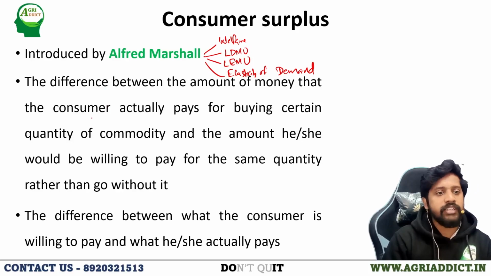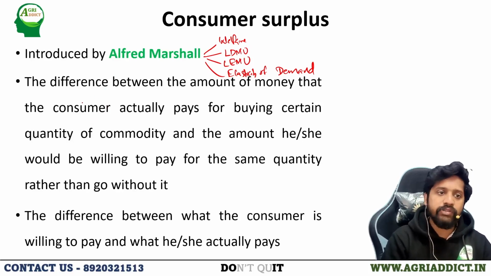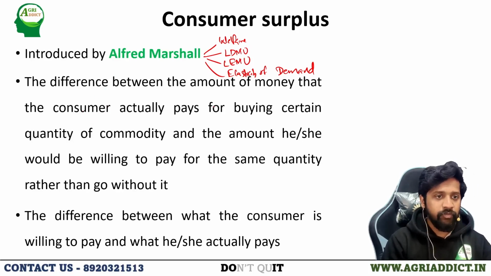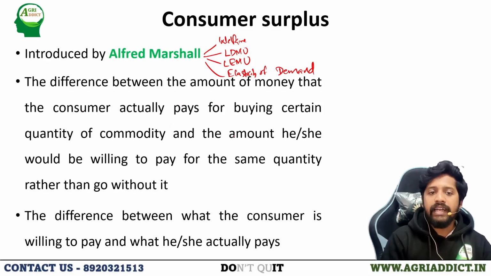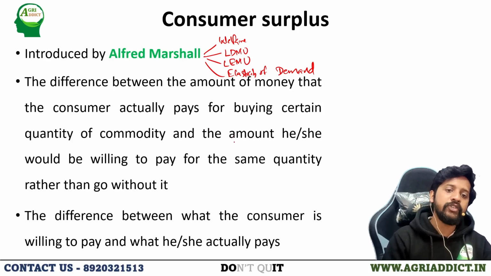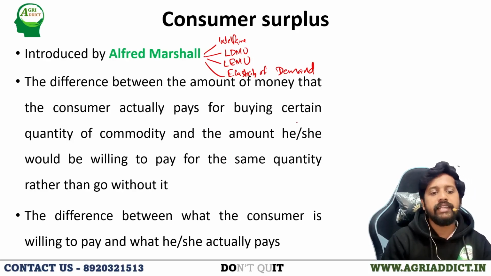So what is consumer surplus? The technical definition goes like this: the difference between the amount of money that the consumer actually pays for buying a certain quantity of a commodity and the amount he or she would be willing to pay for the same quantity rather than going without it.